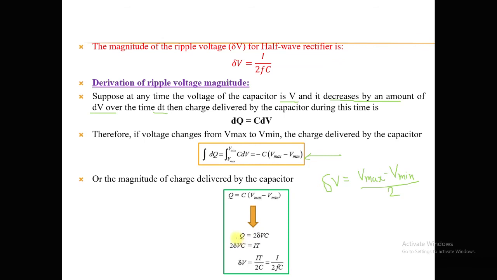Now Q is equal to IT, as you know. It is a product of current and time. So from this formula we can obtain delta V is equal to I upon 2fC. Okay, so now from this equation one can get to know how we can control this ripple voltage magnitude. Either you can change the value of load current, or the value of frequency, or the capacitance value.